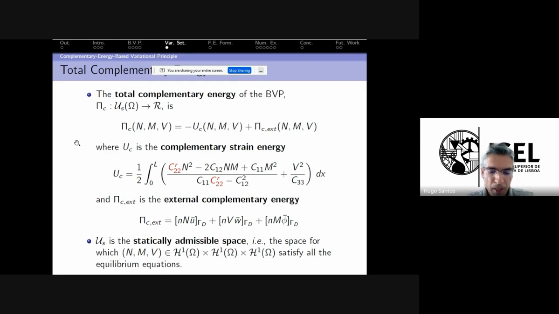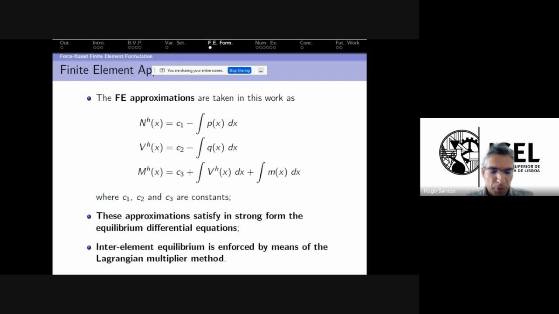is stationary, which means that its first variation equals zero, with the kinematic equations retrieved as the stationarity conditions of this complementary energy potential. Now, the finite element approximations are selected such that the obtained solutions can satisfy in strong form the equilibrium differential equations that I have previously shown. The inter-element equilibrium is enforced by the standard Lagrangian multiplier method.